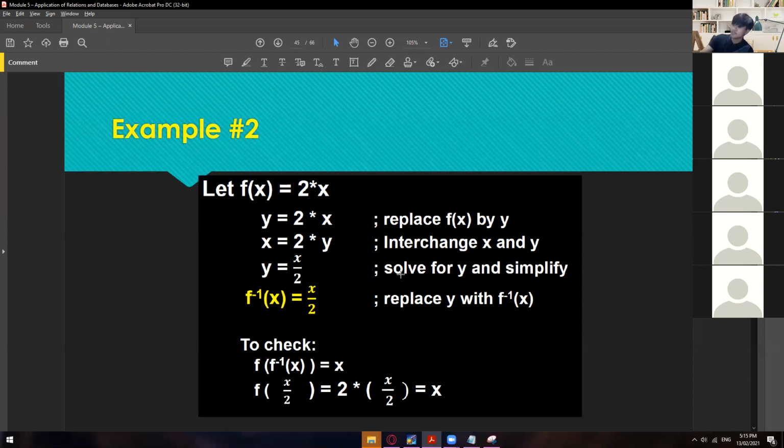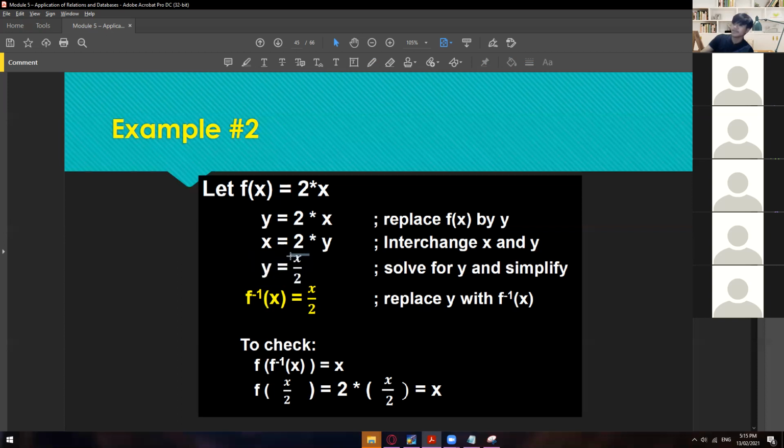Third step, solve for y and simplify. So it is now asking us to solve for y. Just simply transpose these two here or cross multiply, and you will arrive at this equation. So y is equal to x divided by 2. Or just simply divide both sides by 2. You will get this one. All right, so actually, this is not the correct answer yet.